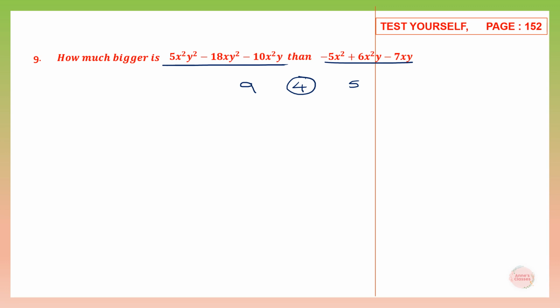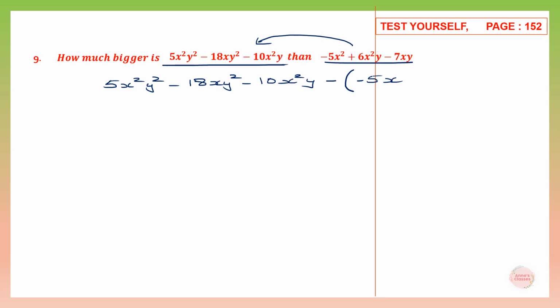Now how do we get 4? When we subtract this number from 9. 9 minus 5, we get that. Similarly, when you subtract this number from this, you will get your answer. So let's work that out. Here, let's write down this number first, that is 5x square y square minus 18x y square minus 10x square y, and we're going to subtract this number from that: minus 5x square plus 6x square y minus 7x y.